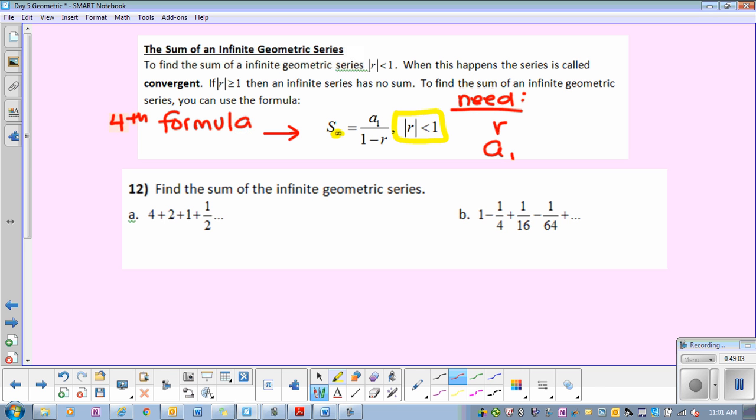To find the sum of the infinite geometric series. So this one says infinite, so I know I need to use this formula: S sub infinity equals a sub 1 over 1 minus r. All right? So then for this, guys, what is a sub 1? What's the first number in my list here? 4. Good. And what is R?